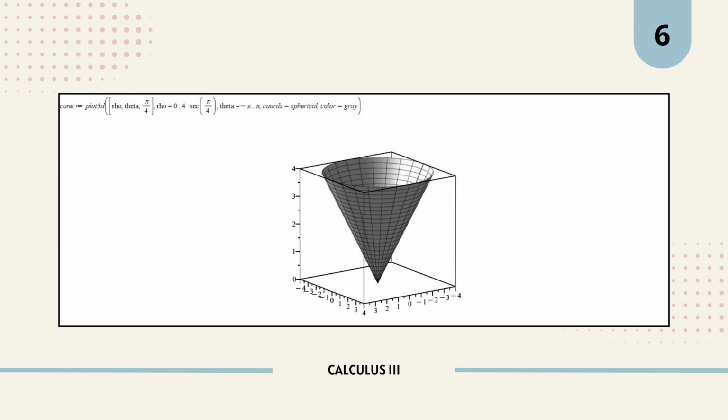For the cone, I choose plot3d, rho, theta, pi over 4. Rho equals 0 to 4 times secant pi over 4, theta equals -pi to pi. Then coords equals spherical and the color is grey.